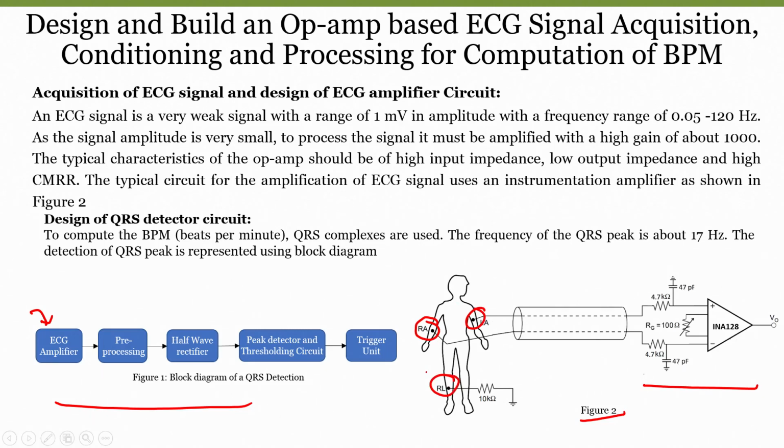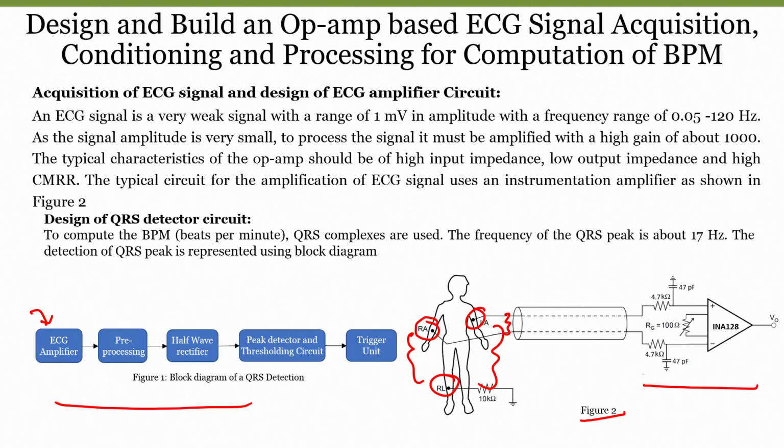So, the signals we receive will be RA versus ground and LA versus ground. The difference between these two signals is nothing but our ECG signal, the difference between RA and ground and LA and ground. So, two voltage sources basically in this case. So, I have to use a proper amplifier or proper differential circuit in order to take the difference between these two input sources.